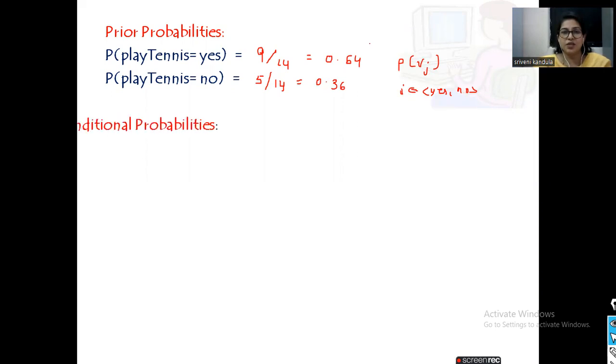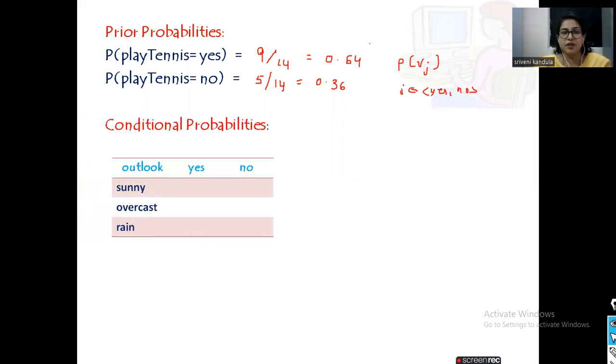Now let us compute the conditional probabilities. We have to calculate the conditional probabilities for all the attributes. If I compute for the attribute outlook, outlook has three outcomes: sunny, overcast, and rain. For all these outcomes, I have to compute the conditional probability against yes and against no. Once again, let us look back to the data set and see how many instances of sunny you have with yes. I already know how many positive instances are there.